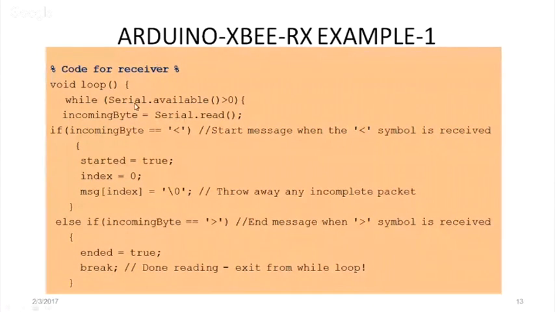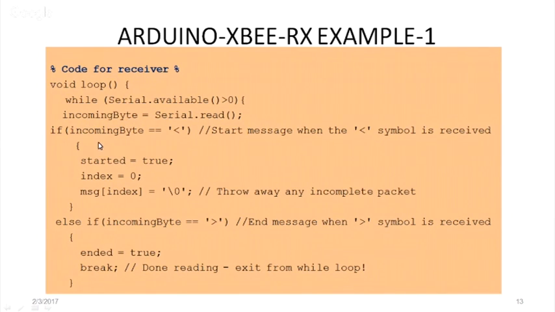In the code of the receiver, how will we use it? You will use the Serial.available command. If any data is coming, then this loop will work. You will get the incoming byte value which is coming from Serial.read. With the Serial.read command, the value will be read by this incoming byte and the value will be stored.